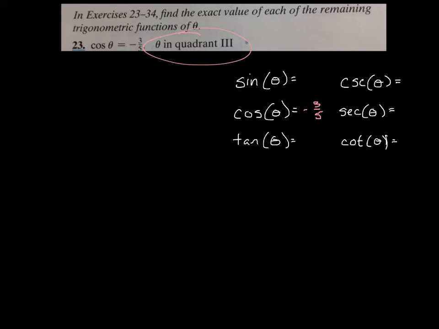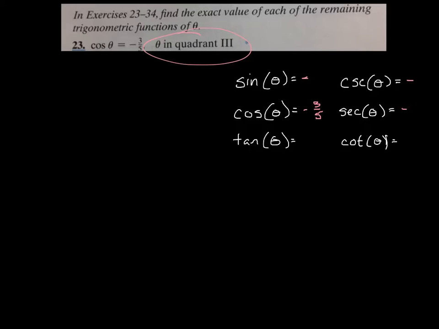If they tell us we're in quadrant 3, that tells us the signs of our functions. In quadrant 3, the cosine's negative. Well, they gave us the negative, so that's good. That fits. The sine is also negative. And then because of that, the cosecant and the secant are also going to be negative because they always are going to share the same sign as the sine and cosine. The tangent and the cotangent will be positive because you find the tangent just by taking sine and dividing it by cosine. And we'll talk more about that.